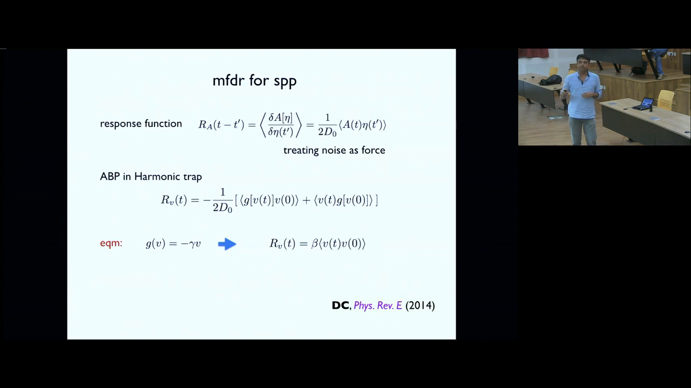So of course, if you are driving it out of equilibrium, this correlation is not equal to that correlation, and one can show that explicitly and calculate it separately. So what I'll show next is that we can separately calculate this correlation and that correlation at steady state for an active Brownian particle in a harmonic trap, and then we drive it, look at the response and compare these two. And of course, if I just put G of v equal to minus gamma v, I trivially get back the equilibrium fluctuation dissipation theorem.